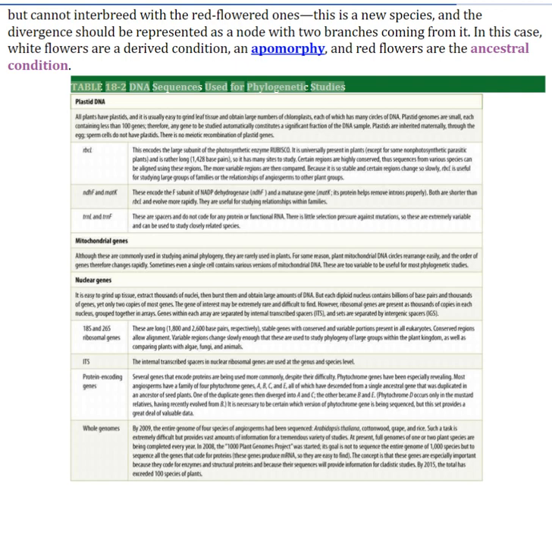Table 18.2: DNA sequences used for phylogenetic studies.